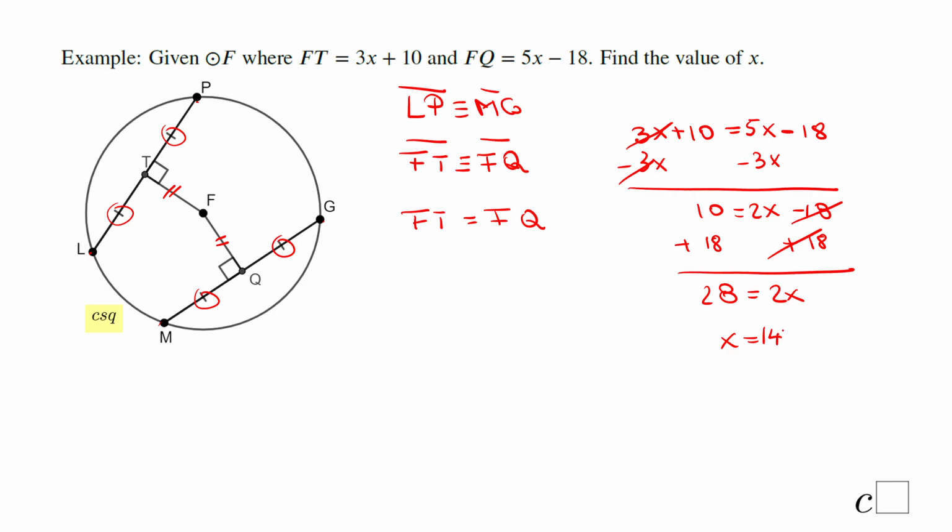So this is how you set up the problem, but this part here is very important. This is the justification of this statement, why these two expressions are equal and we can solve the equation, because these two chords are congruent and therefore they are equidistant from the center.